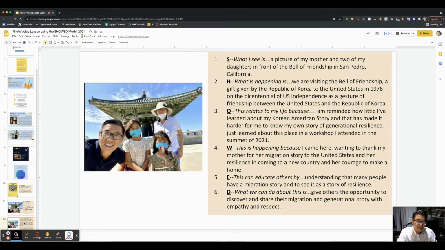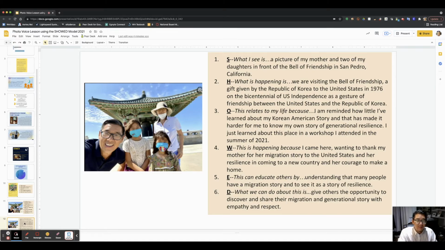What I see is, and this is my own narrative, I wrote this, a picture of my mother and two of my daughters in front of the Bell of Friendship in San Pedro, California. What is happening is we are visiting the Bell of Friendship, a gift given by the Republic of Korea to the United States in 1976 on the bicentennial of U.S. independence as a gesture of friendship between the United States and the Republic of Korea. Moving on to the O of SHOWED, right?